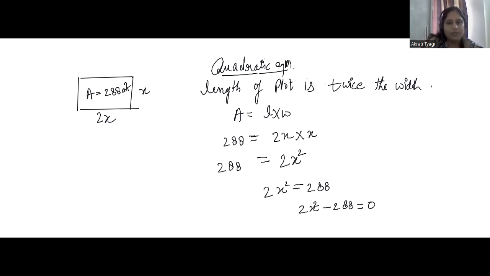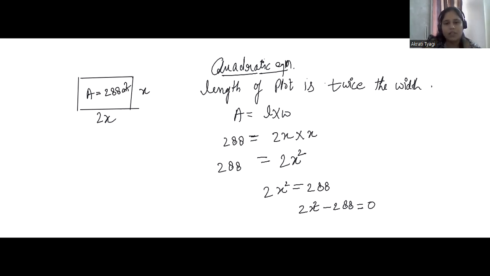In real life, how can we find the length and width of a given plot, of a given space, of an enclosed shape, when the area is given? Sometimes the length is given and you have to find the width, sometimes the area is given and you have to find the length and width. So this is the basic concept behind that.